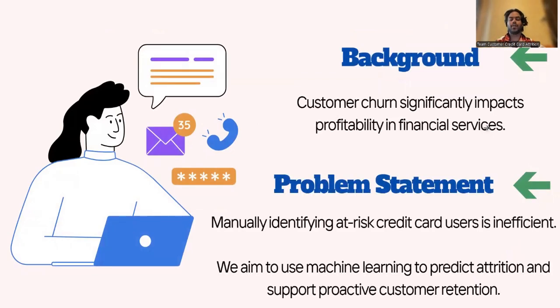Customer churn or attrition is a critical problem in the financial services industry. Every customer that leaves represents a lost opportunity for revenue and potentially an increased cost of acquisition to replace them. Traditionally, identifying at-risk customers has relied on manual analysis, which is not only time-consuming but also inefficient given the volume of customer data available. Our aim with this project was to create a machine learning-based system that can predict customer churn accurately and support banks in implementing timely and proactive retention strategies.